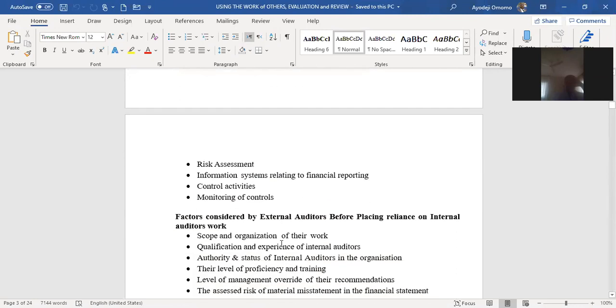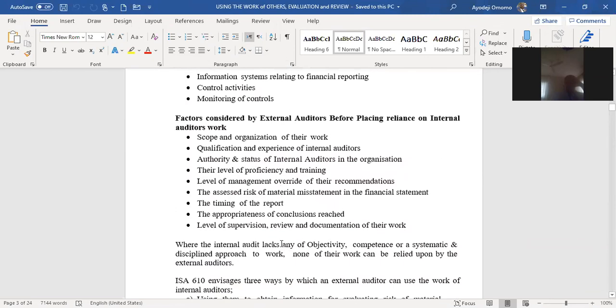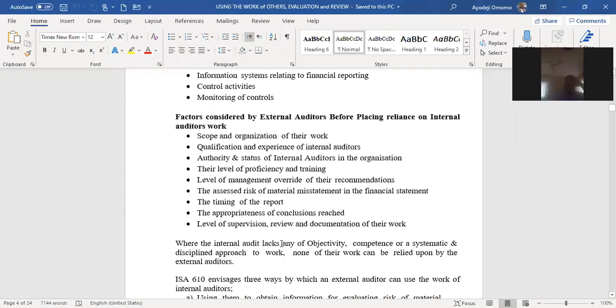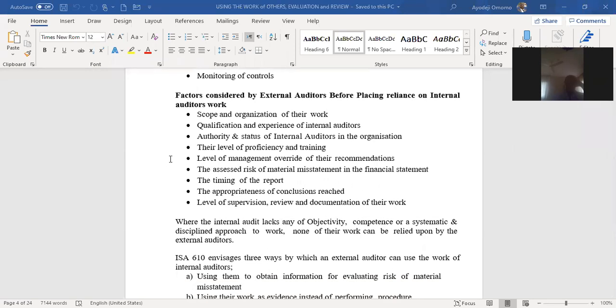So we talked about internal audit as well. So please read through your notes. If you have any question, you need to direct those questions to me. I've not been receiving any questions from you. I hope all is well. There are also certain factors that you need to consider before you place reliance. They are all in your notes.